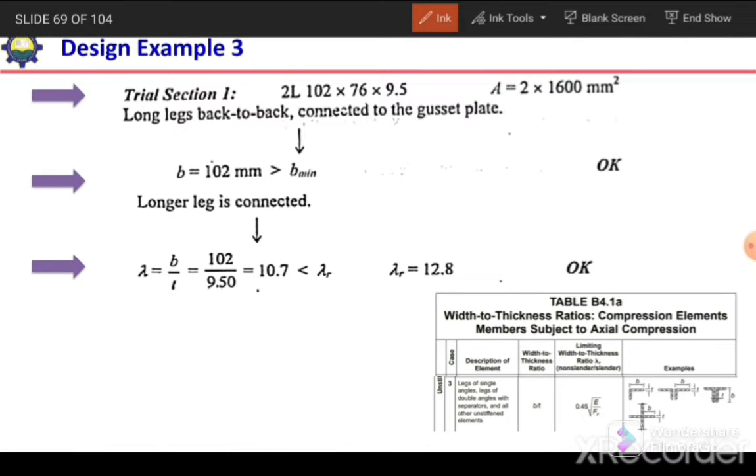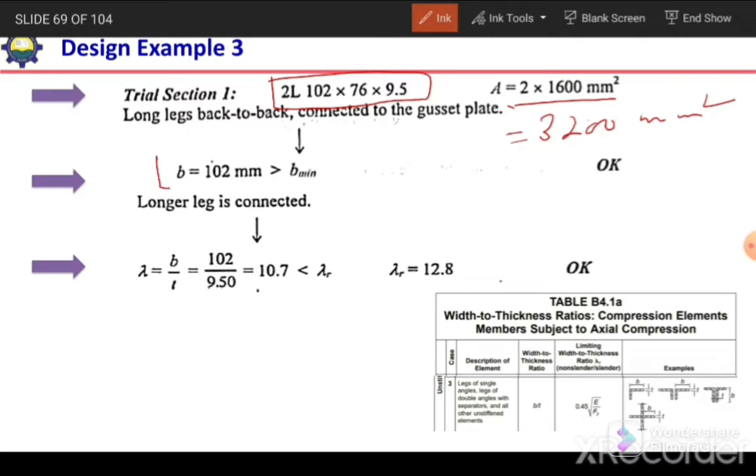Okay, once we have selected the section, then we need to check the section for global instability and local instability and the compressive strength. So first of all, we make the trial, or we check this section 102 by 76 by 9.5, and we need to check whether it is okay or it can resist the applied load without any local as well as global buckling. So the area of this section is 2 times 1600, meaning 3200 millimeters square for the built up section. Next is to apply the checks.